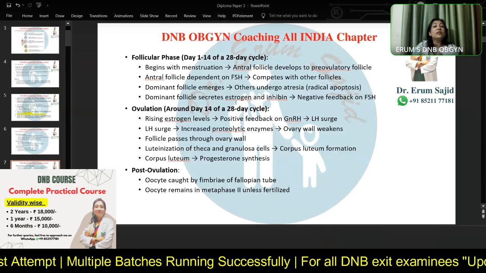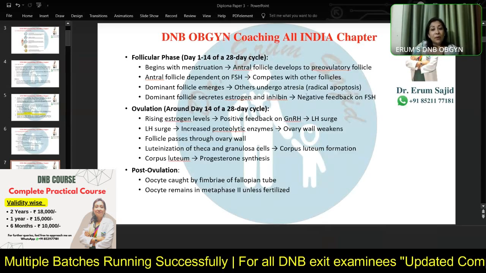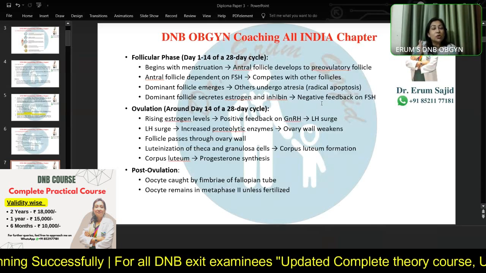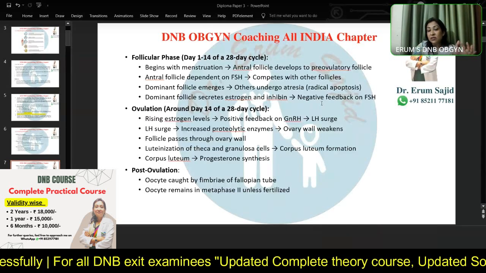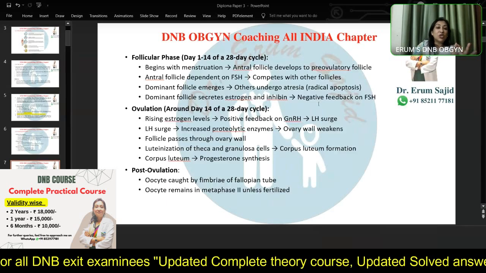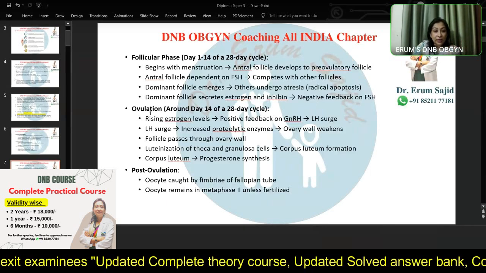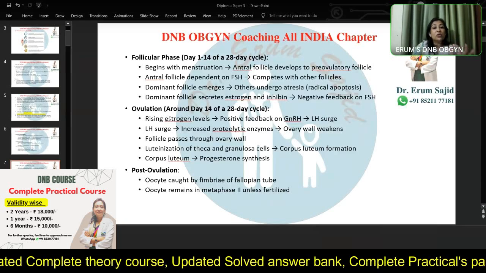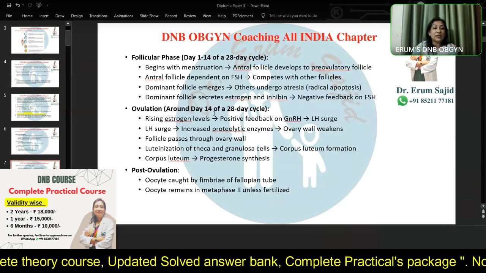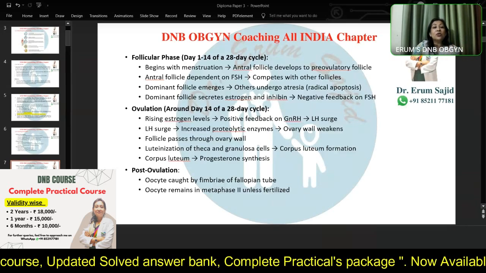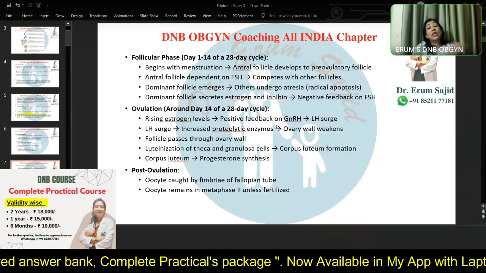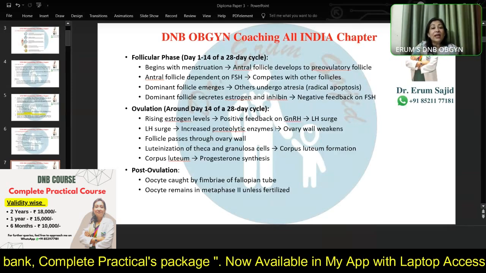Then the dominant follicle starts secreting estrogen and inhibin, and there is a negative feedback on FSH: please do not recruit any more follicles. The purpose of the cycle is achieved. We have a dominant follicle. Then finally, ovulation, because we're talking about the physiology of ovulation. Around the 14th day of a 28-day cycle, because of the rising estrogen secreted by the dominant follicle, there is a positive feedback on GnRH, and there is a sudden LH surge.